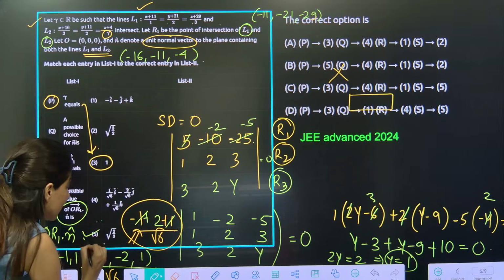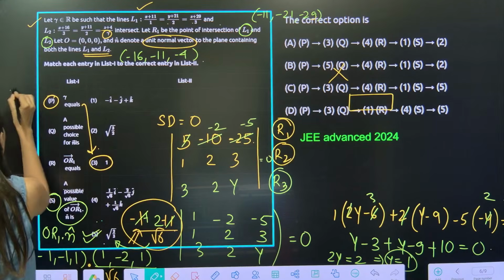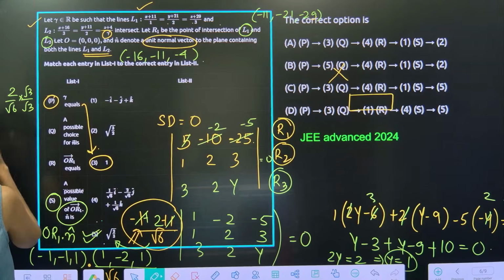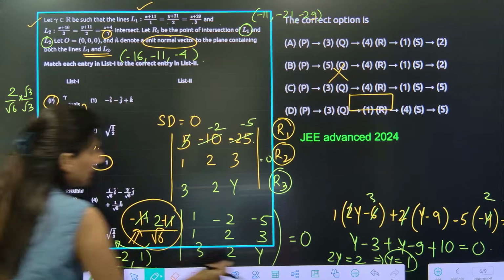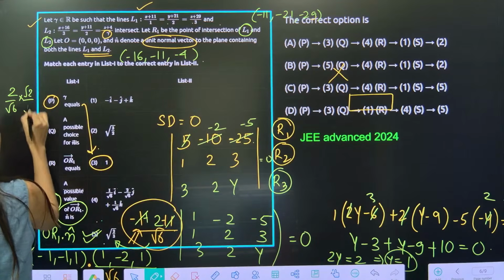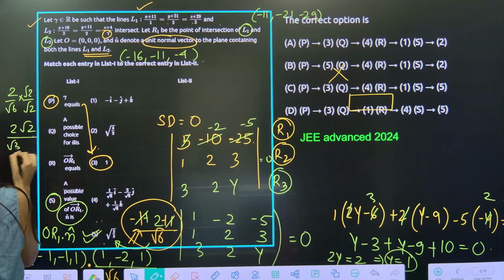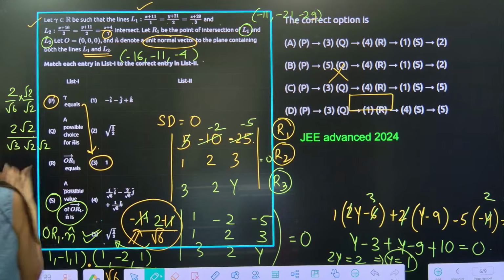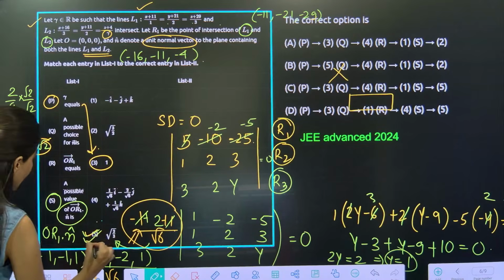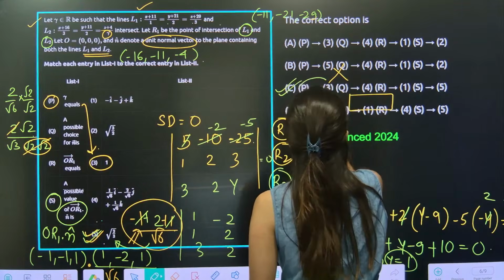2 by root 6 will match. 2 by root 6 is actually equal to, see, 2 by root 6. If you rationalize, root 2 by root 2. So this is 2 root 2 upon, what about this? This is root 3 into root 2 into root 2, correct? So this is cancelled out. So finally root 2 by root 3. So S is having 5. Clearly option C is absolutely right.